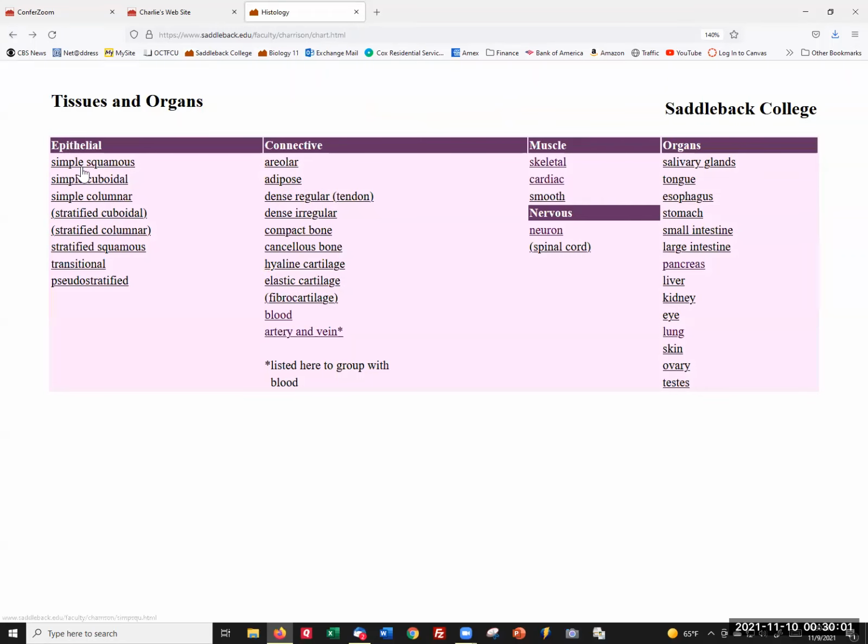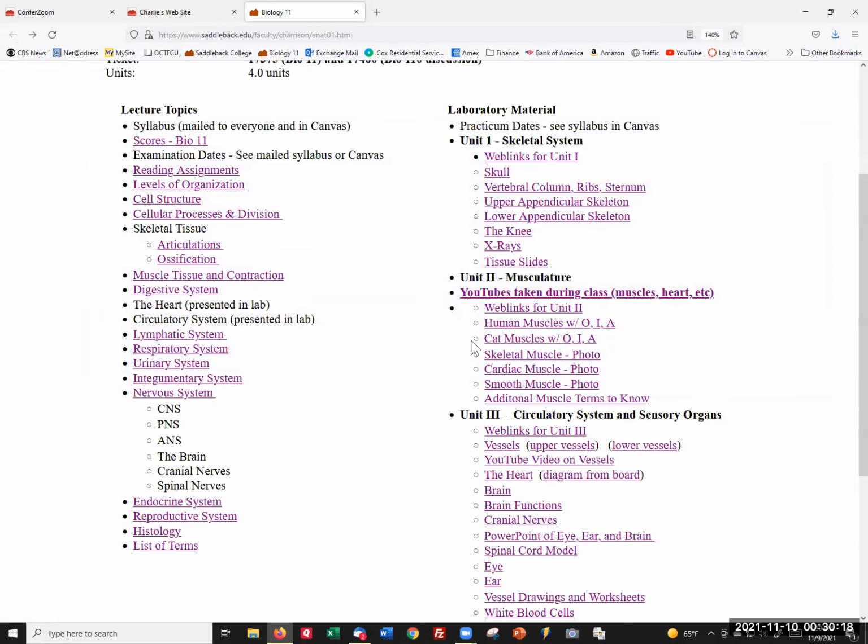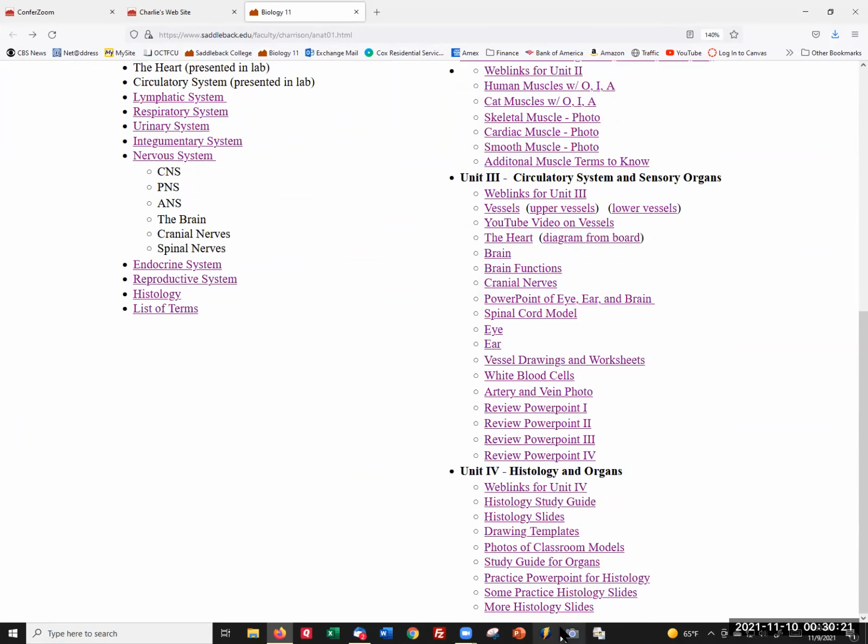So you want to go through at some point and click on every one of these that is not in parentheses, until you feel that you could identify them as if somebody else were doing the clicking and you were doing the naming. Photos of classroom models are here, and they are not labeled much, but they are very familiar to you, I think, some of them.